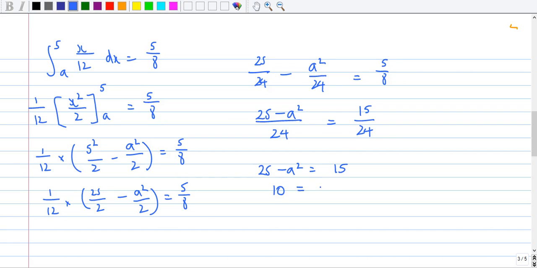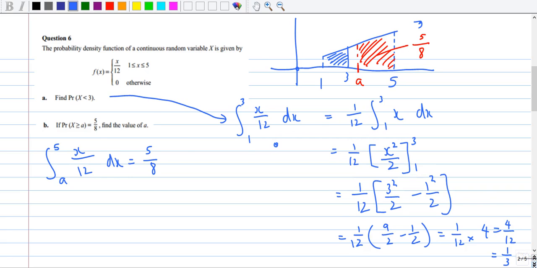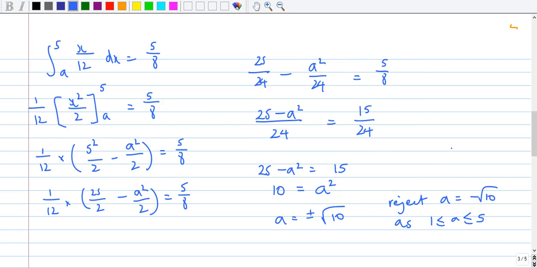If I manipulate this and get a squared by itself, I can add the a squared and take the 15 over, and I'll get positive and negative root 10. It's really important that you have both of those, and then make a comment about rejecting a equals negative root 10, because a has to be between 1 and 5. If you go back to that original PDF, the a value must be between 1 and 5. We can see that on the graph. So therefore our answer is root 10.